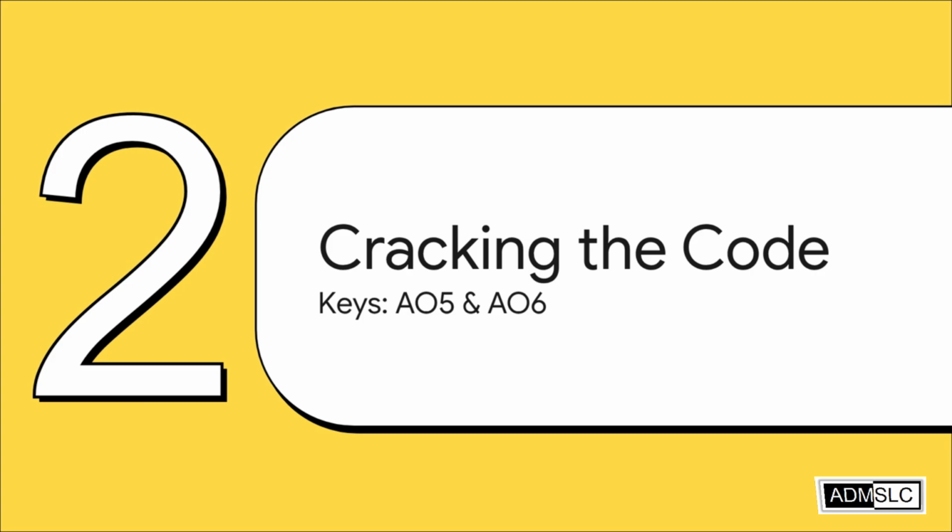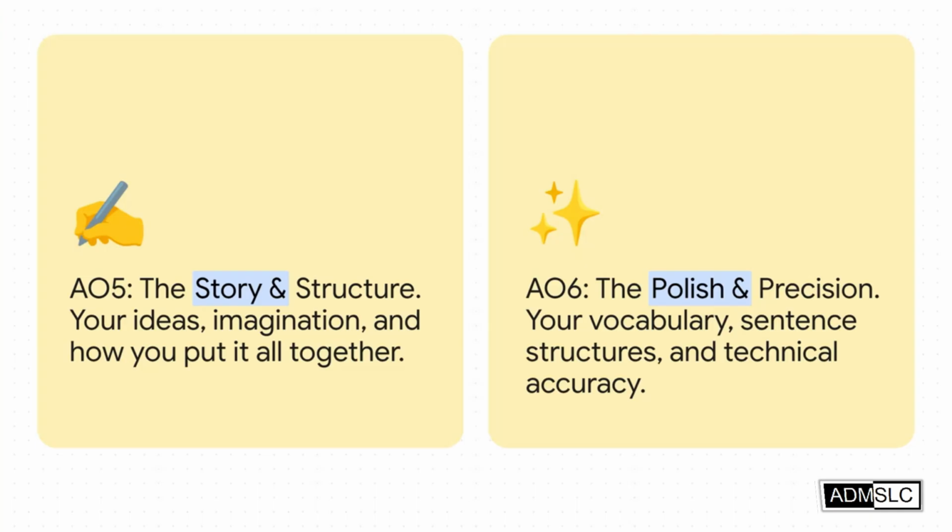Okay, so here's the thing. The mark scheme, it's not some top secret document. It's more like a code. And if you want to crack it, you just need 2 keys. We're talking about something called assessment objectives, or AOs, specifically AO5 and AO6. Once you get these, you'll know exactly what the examiner is looking for. So let's break them down.